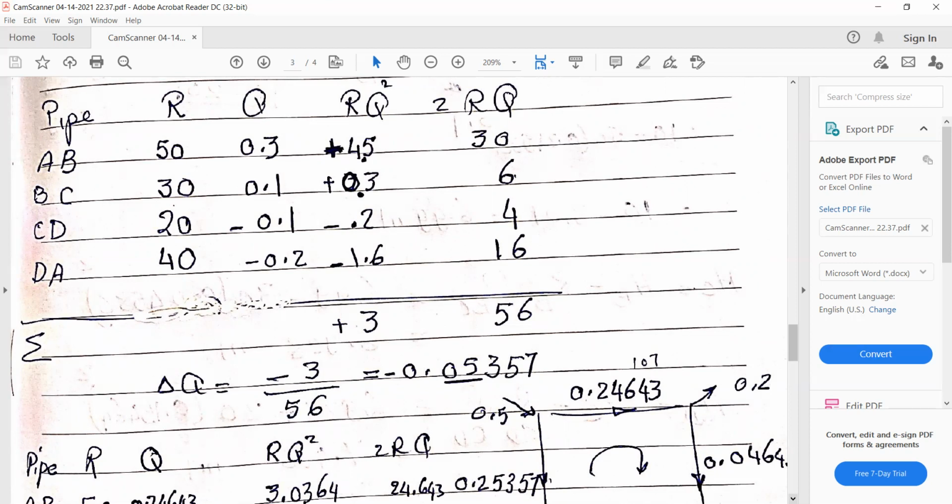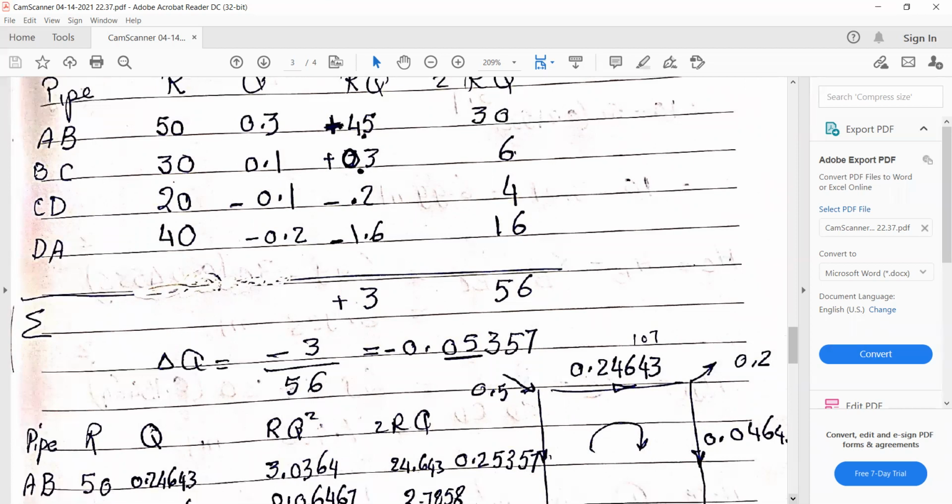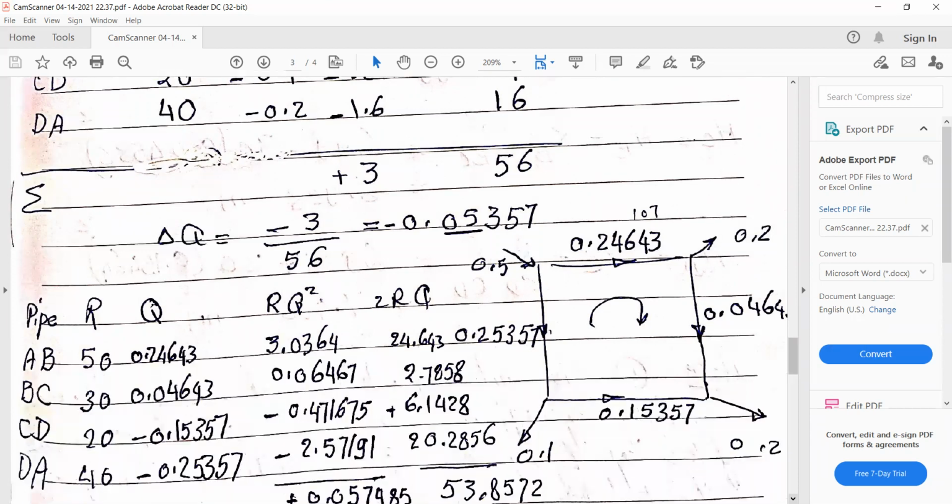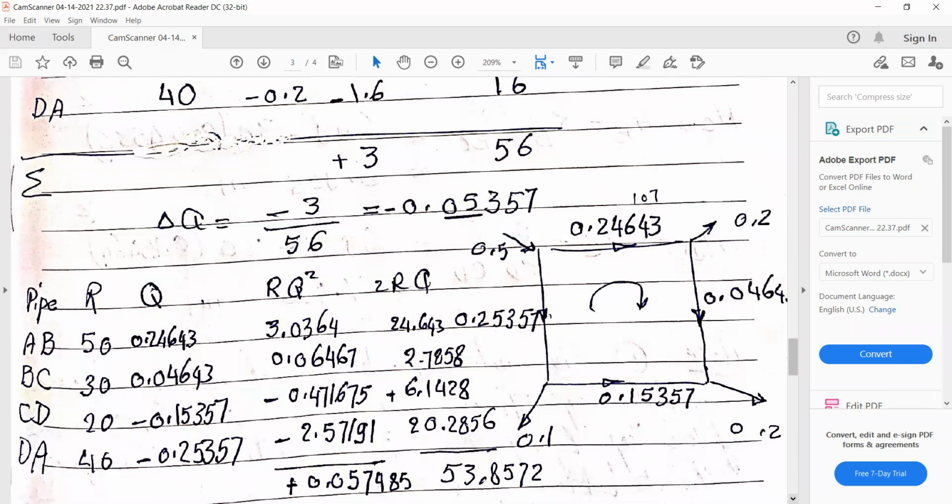Correction negative, so it will be added for the negative flow pipe, and it will be subtracted from the positive flow. And then again, if we start with an assumption satisfying the mass conservation, after correction it will also satisfy mass conservation, because for each loop we have delta Q. We may have many loops, but I'm trying to give you a very simple example to capture the idea.